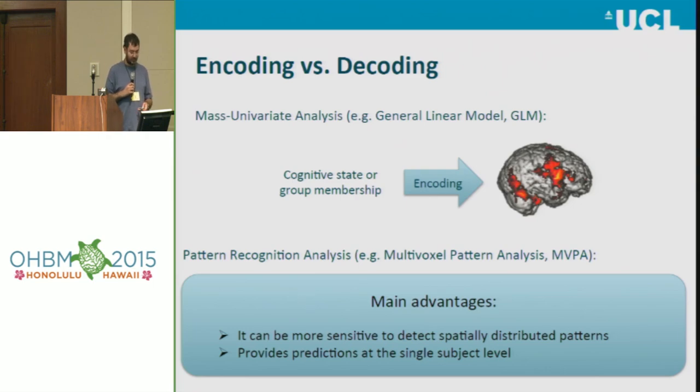Pattern recognition analysis, on the other hand, actually does a decoding step instead. So it takes the brain images and then we can decode and try to, for example, predict a cognitive state or a group membership. And the main advantage of this is that it can be much more sensitive to detect spatially distributed patterns, for example, because it's multivariate. And secondly, we can get predictions at the single subject level, which of course is very useful.